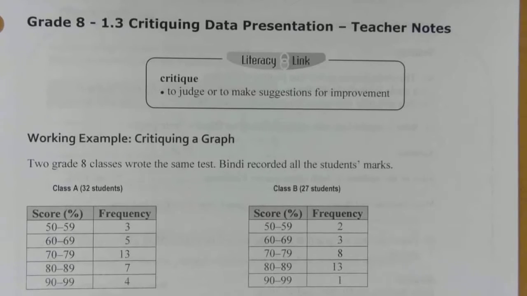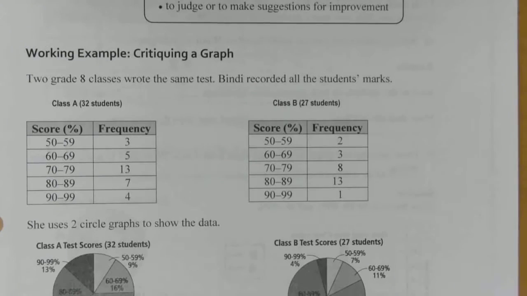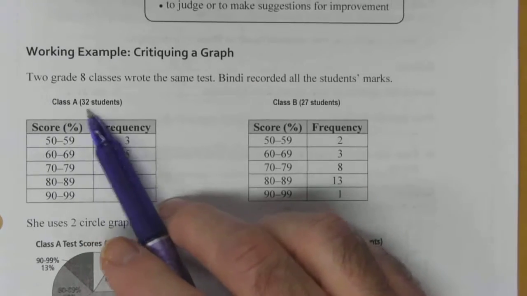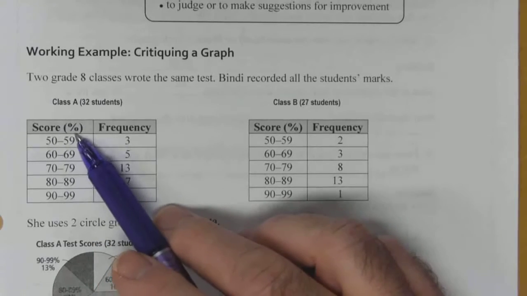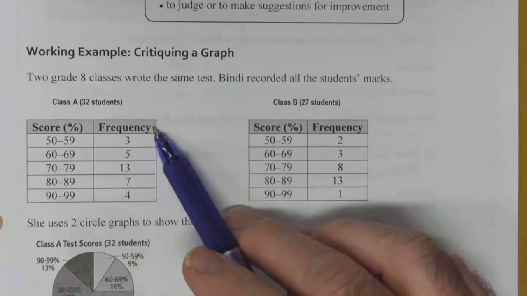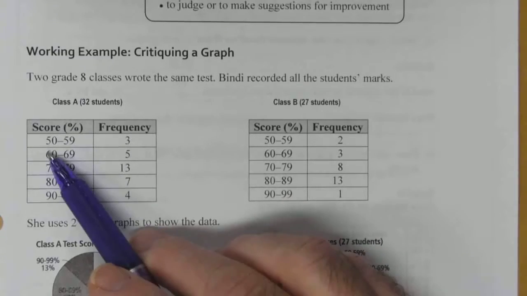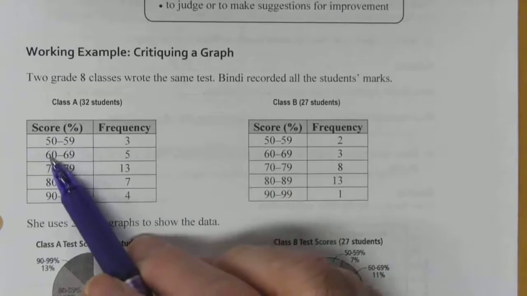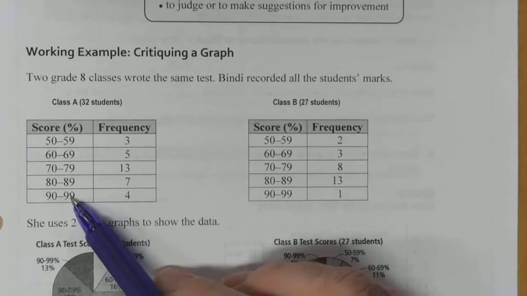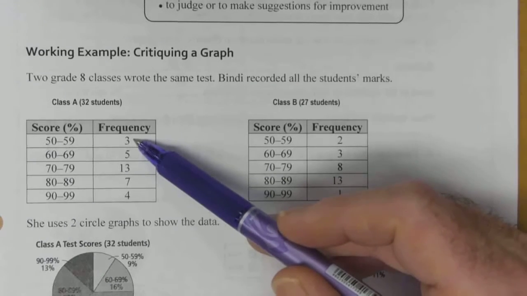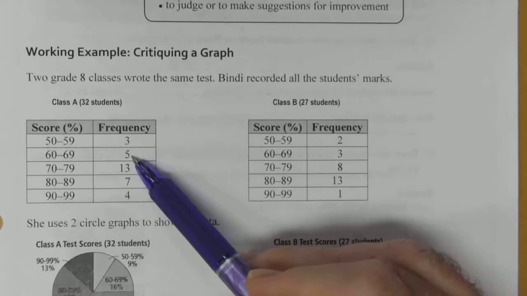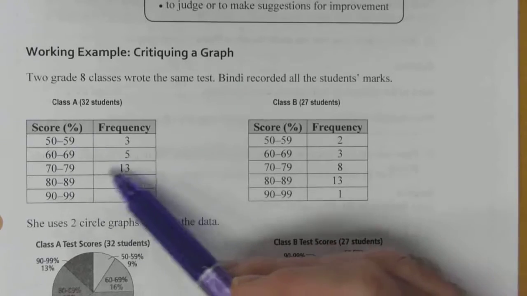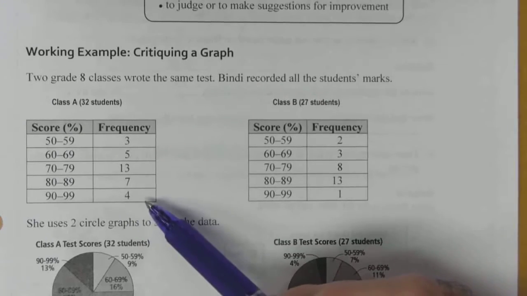Two grade 8 classes wrote the same test. Bindi recorded all of the students' marks. So we've got 2 tables here. Class A, which is 32 students, and we've got 2 columns. One is the score in percentages, and the other one is frequency. So if you look under here, we've got ranges. This is the 50s, the 60s, 70s, 80s, and 90s. And then frequency means that 3 students got marks that were in the 50s, 5 students got marks that were in the 60s, 13 in the 70s, 7 in the 80s, and 4 in the 90s.